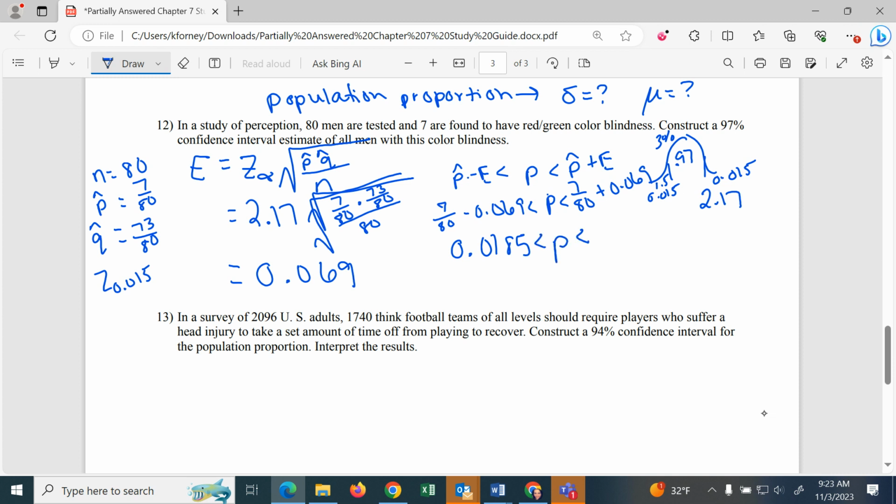Then the sum is 0.156. The big thing here is to be able to read the problem and know which formulas you're using.